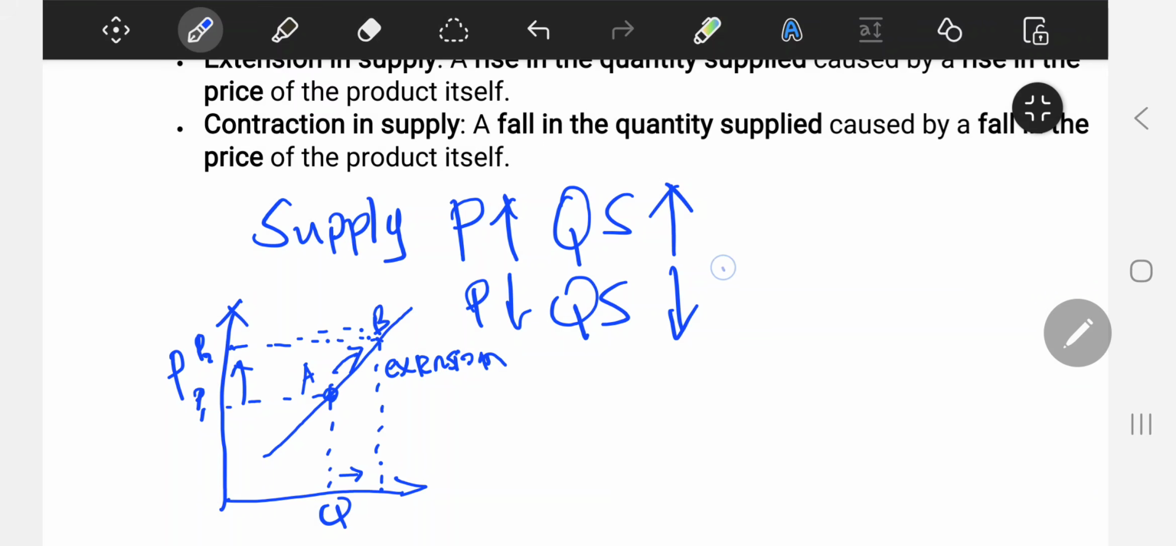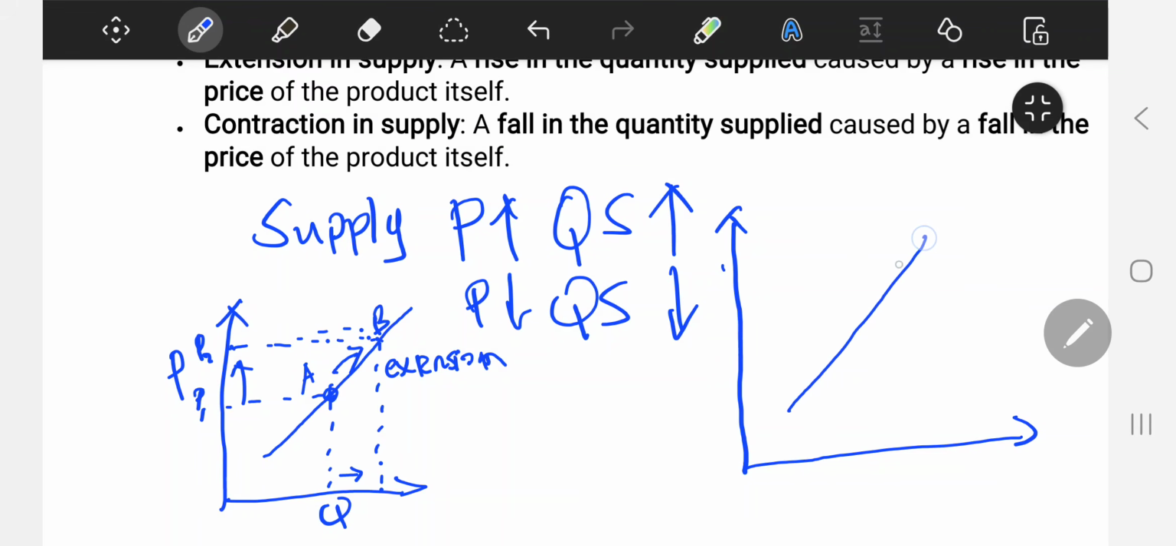And on the other hand, a contraction in supply is going to look the exact opposite. So if this is your supply curve, you're starting at this point A here, and you move to another point B here, that is going to be called a contraction in supply.